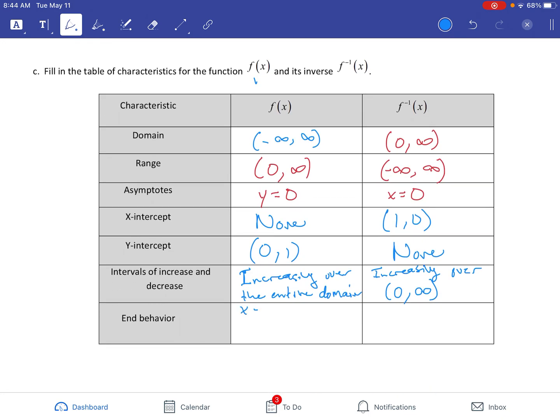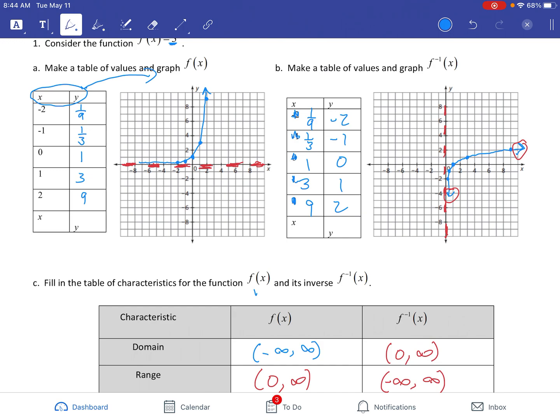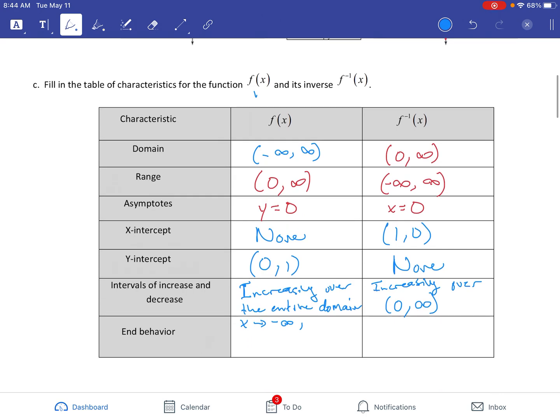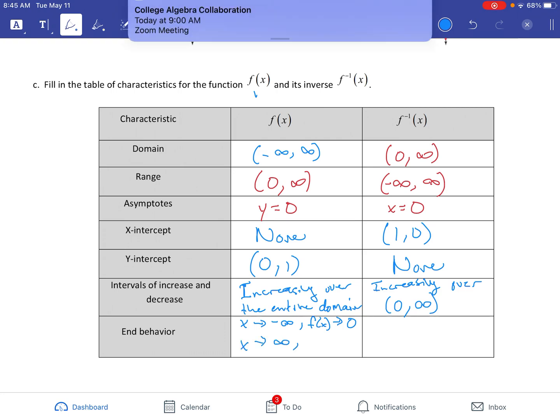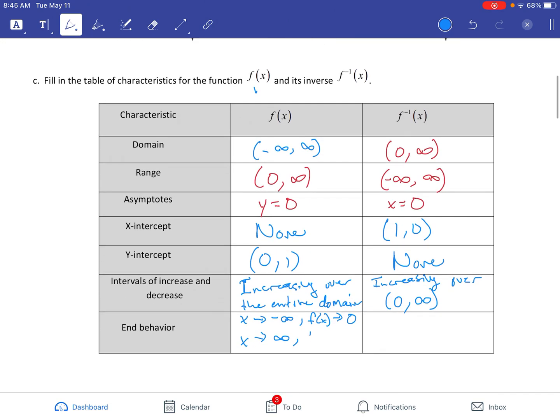As x goes to the left towards negative infinity, what is the graph doing in the first function? Well, the graph is over here, and it's going closer and closer to 0, but it will never get there. So that means we're going to put down it's going to be approaching 0. As the graph goes to the right towards positive infinity, it's going to be going up towards positive infinity.